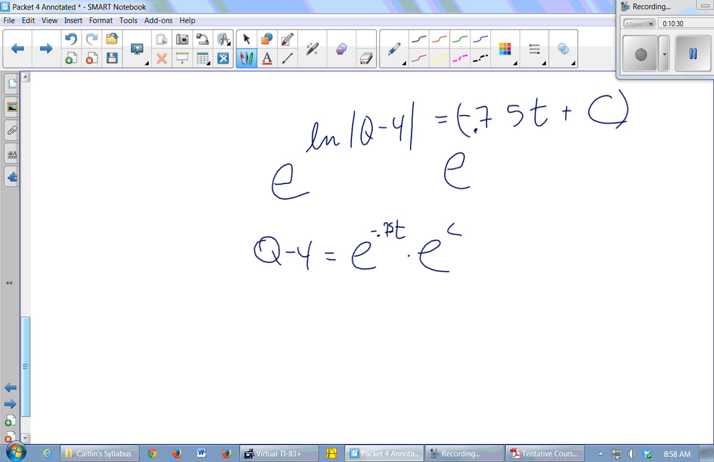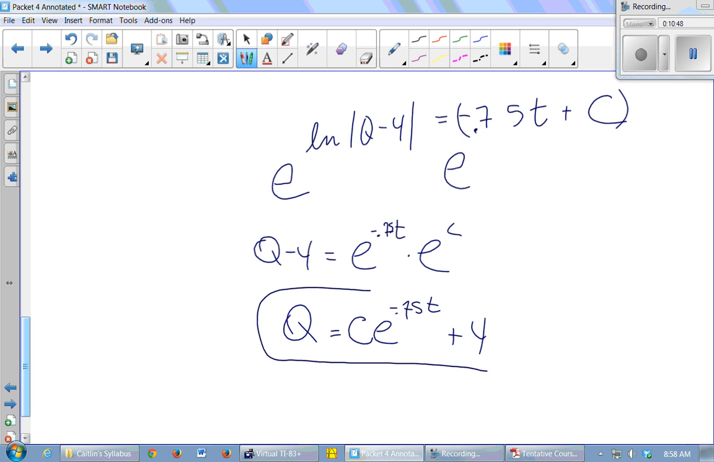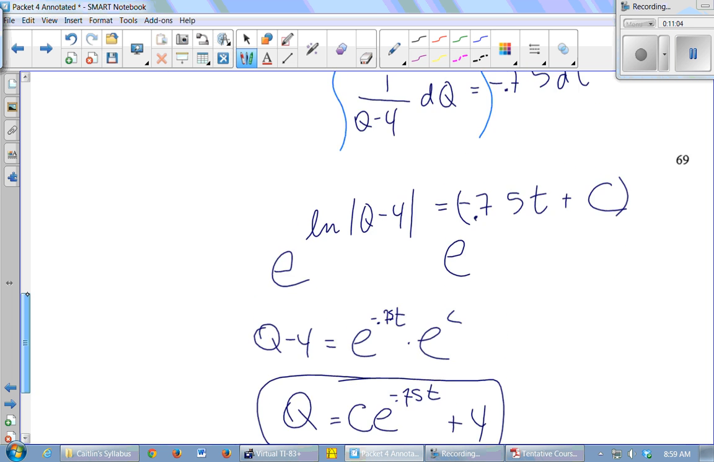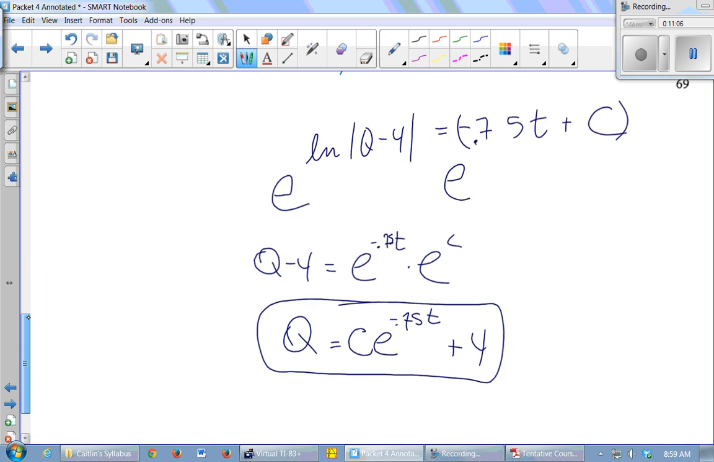And e to the c is just another arbitrary constant, because e, 2.718, raised to an arbitrary constant gives you another arbitrary constant. Move the 4 over, and you have an equation for Q. And that's a general equation, it's a whole family of solutions that will make the differential equation true. One of those solutions is the equilibrium solution. And you can get that by setting the derivative dQ/dt to 0.